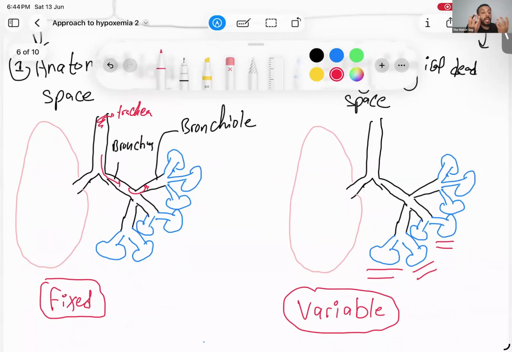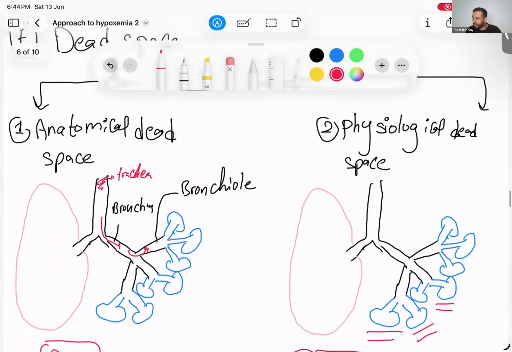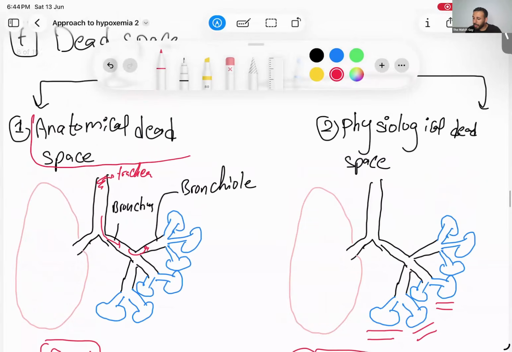Why? Because they contain air that is not involved in the gas exchange. And in this scenario, we're gonna call them anatomical dead space. Why? Because they are having oxygen that is not involved in the gas exchange. We call it lost air or lost oxygen. That's why we call it dead space. And it's called anatomical because it's something anatomical. You can never change it.